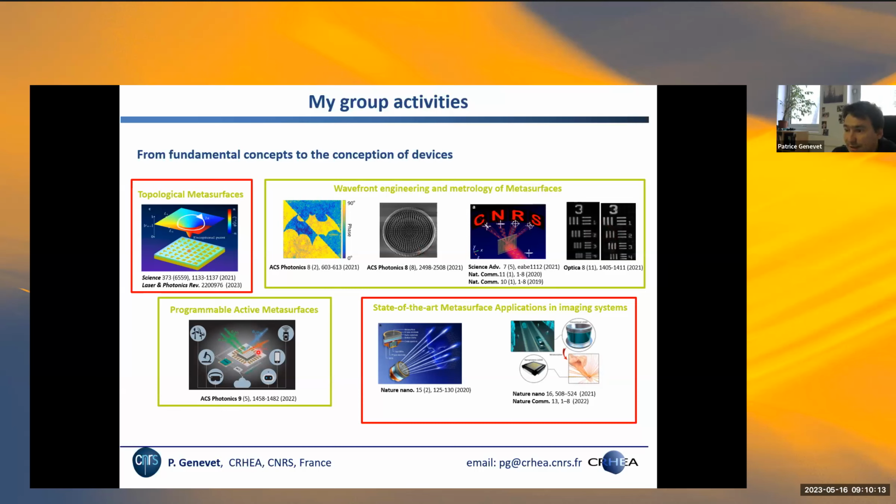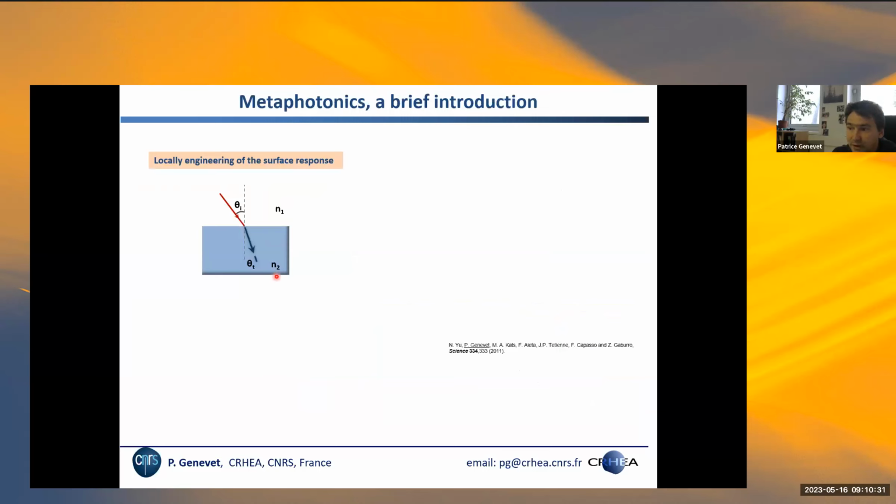And we are working also on active metasurface, but today I will speak only about this concept of topological metasurface, which is fundamental physics used to design these components, and then an example of application of metasurface in a light imaging and ranging system for LiDAR application. I start with a very brief introduction.